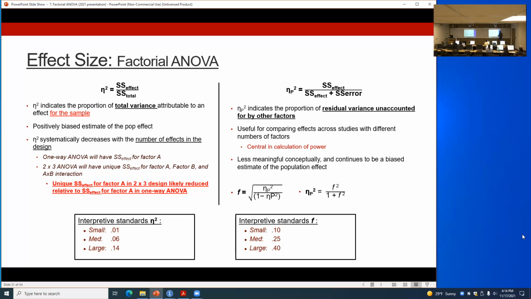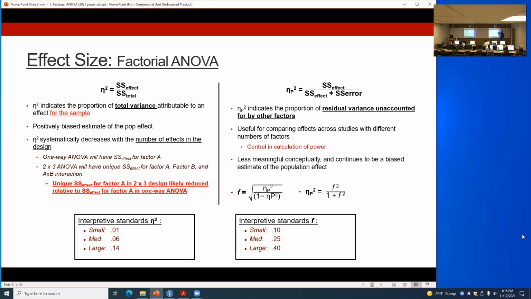Questions? Yes. Katie, that's a good question. So let's say I calculate partial eta squared for a one-way design. What do I end up with? Let's say we've got a one-way ANOVA. So I've got my sum of squares effect, and I take that over sum of squares effect plus sum of squares error. What essentially am I talking about in the denominator if I've just got a one-way design?